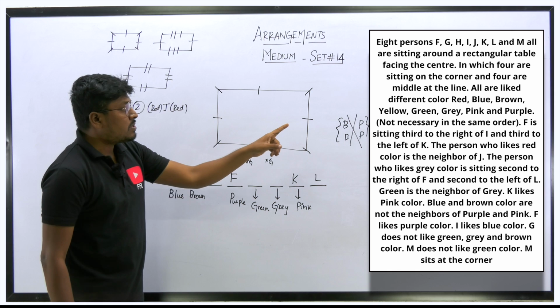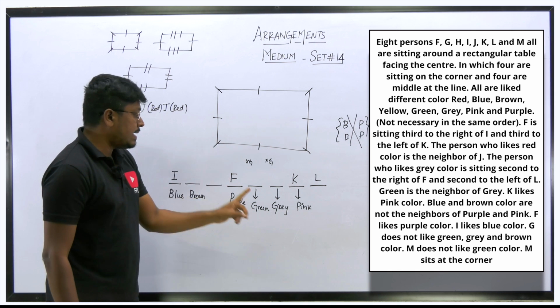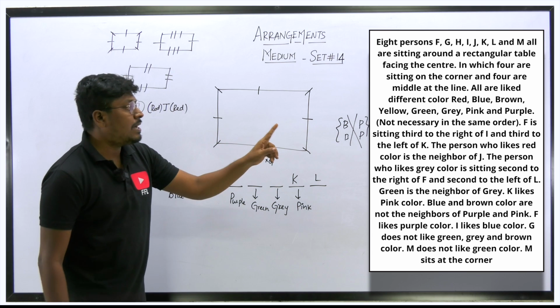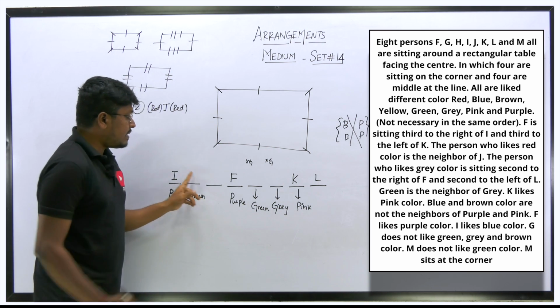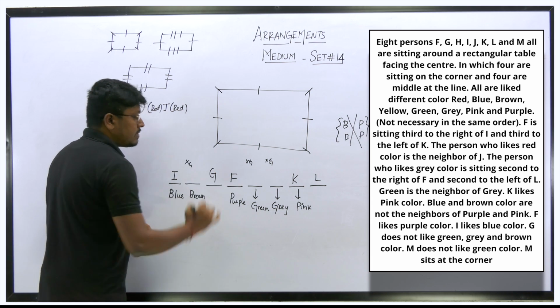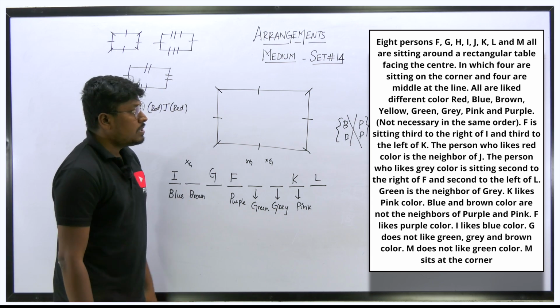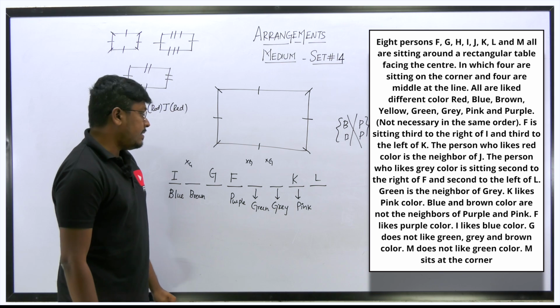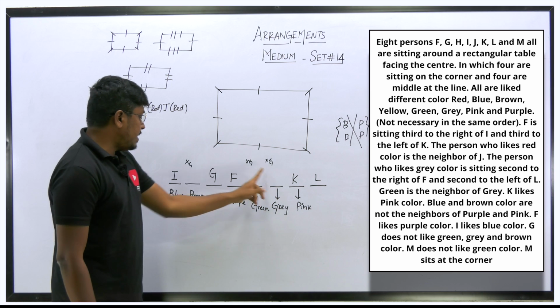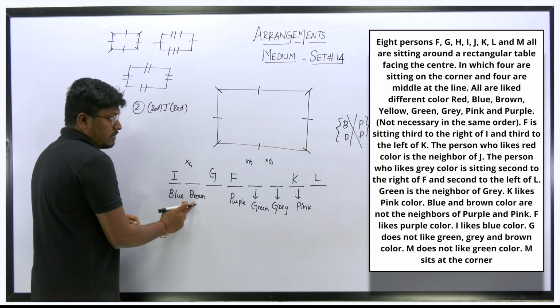And now according to this question, the person G does not like green, does not like gray, and does not like brown. So there is no chance of fixing G on all these places. Only one place is remaining. This should be G. Understood? So M does not like green color. So if M does not like green color, then M must be gray. Okay, so we have another gray color.